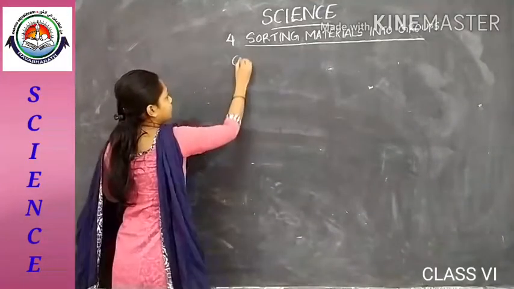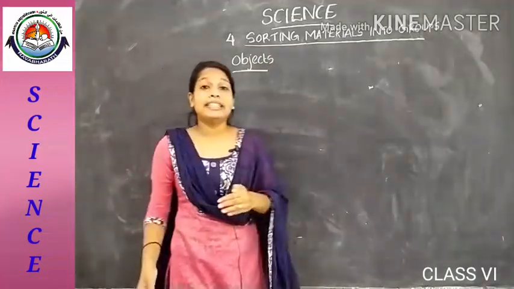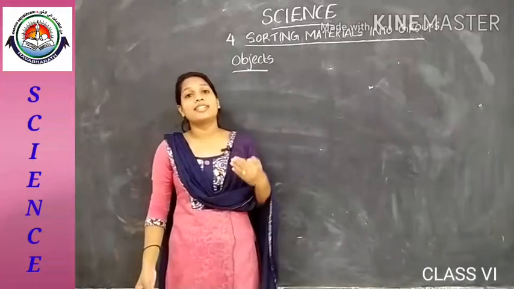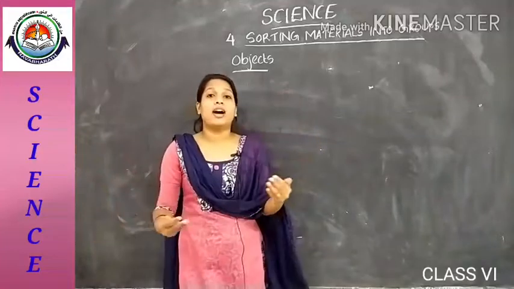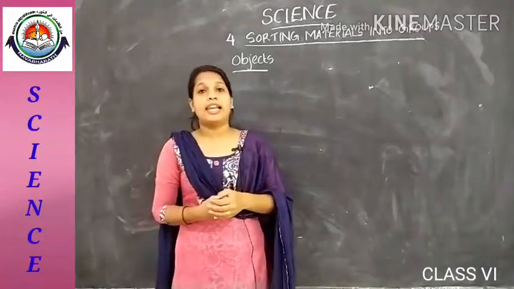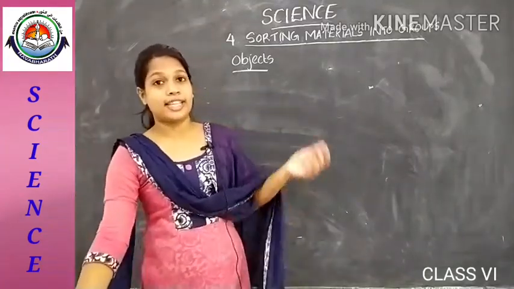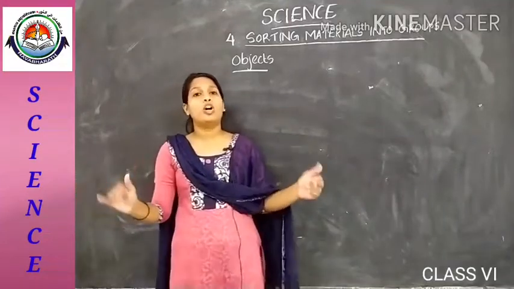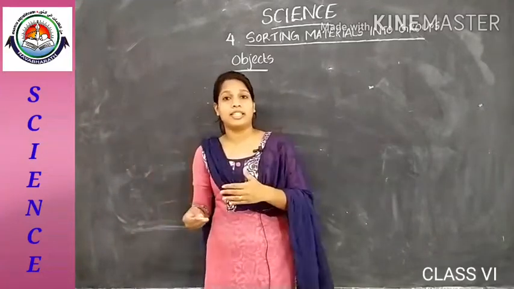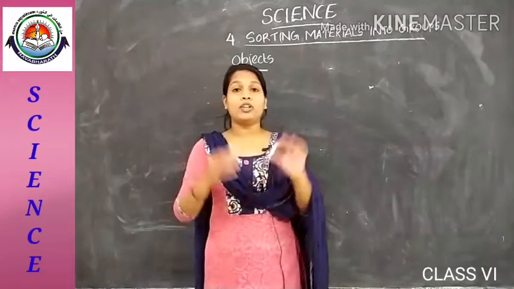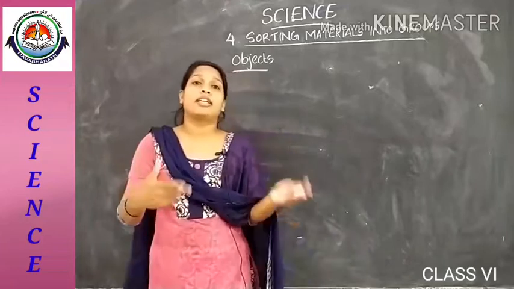So, anything that we can see and touch is called objects. In our surroundings there are different types of objects like chalk and duster, then stones, etc. All these are objects, and these objects are prepared by using different materials, isn't it? Also these objects are different in their size, shape and colors.